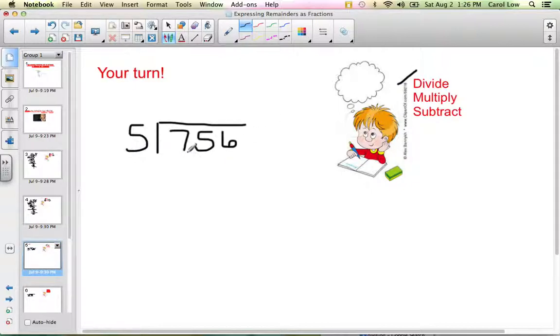Can 5 go into 7? Yes, and it goes in there one time. Next thing I do is multiply. 1 times 5 is 5. Next thing I do is subtract. 7 take away 5 is 2. And I bring down the 5.